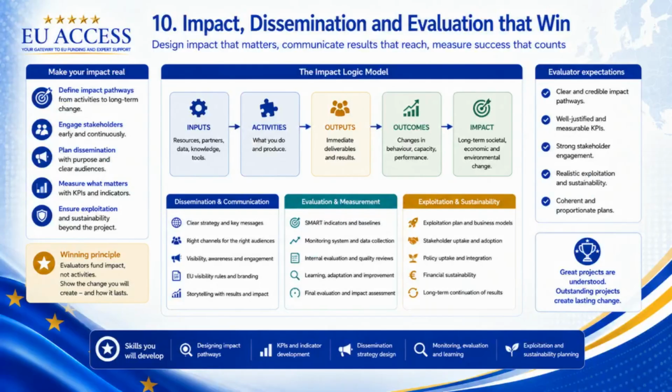The final section brings participants into the evaluator's mindset. Evaluators score excellence, impact, and implementation. They look for clear objectives, ambition beyond the state of the art, sound methodology, credible impact pathways, strong dissemination and exploitation measures, realistic work plans, appropriate resources, and consortium capacity.